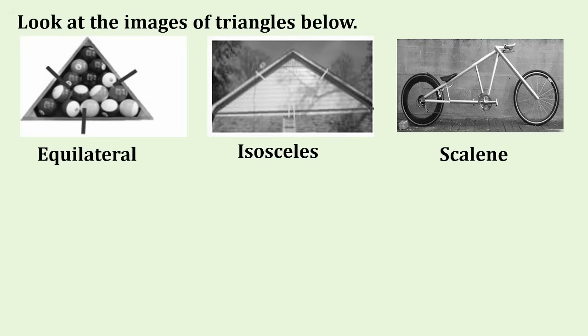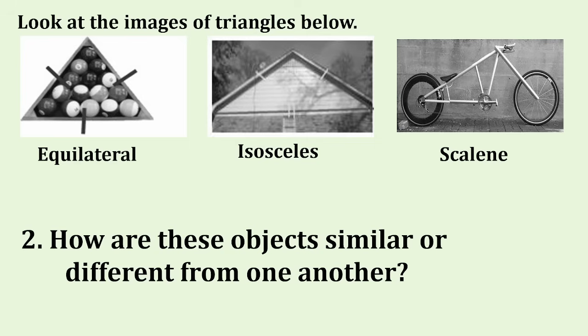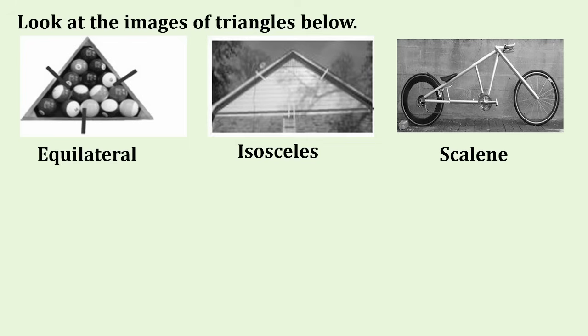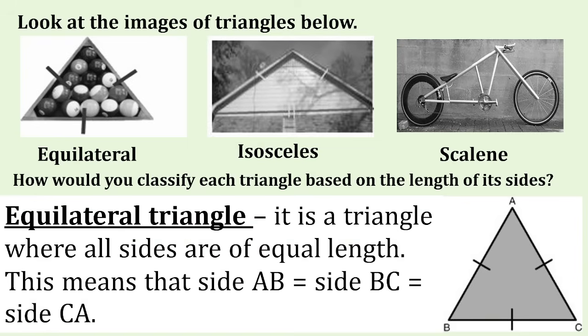Look at the images of triangles below. What are the names of the objects presented? How are these objects similar or different from one another? Do you think the sides of the given triangular objects are the same, or equal, or different, not equal? If yes, which objects have the same sides? Different sides. How many sides have the same or different dimensions in terms of their lengths? How would you classify each triangle based on the length of its sides?